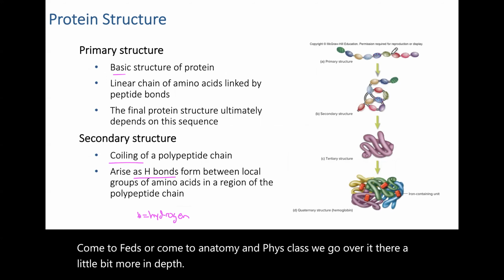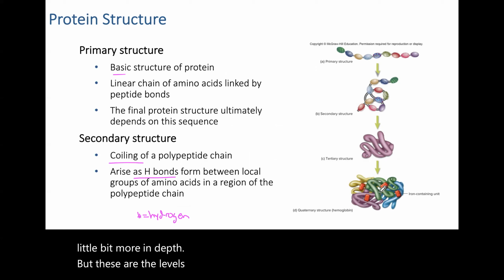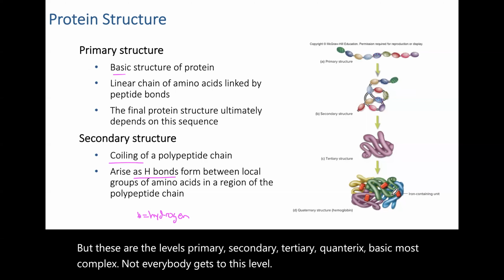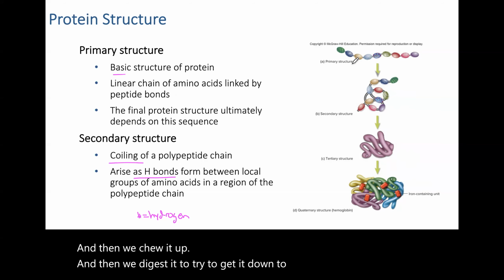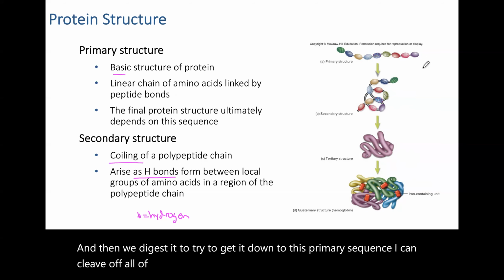But these are the levels: primary, secondary, tertiary, quaternary, basic, most complex. Not everybody gets to this level. Most of them stop right here in complexity. And then we chew it up, and then we digest it to try to get it down to this primary sequence so I can cleave off all of those during the digestive process.